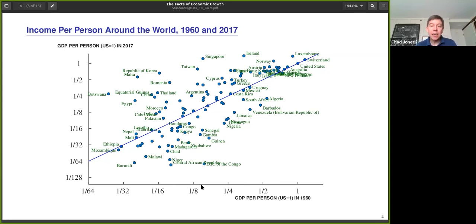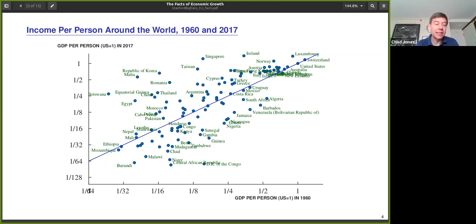So what else can you see here? Everything's relative to the United States, being one in both of these periods. You can see Switzerland and Luxembourg are kind of richer than the United States. Ireland, famous for the way profits are repatriated into Ireland to avoid taxes. Singapore is very rich as well. Norway as well.